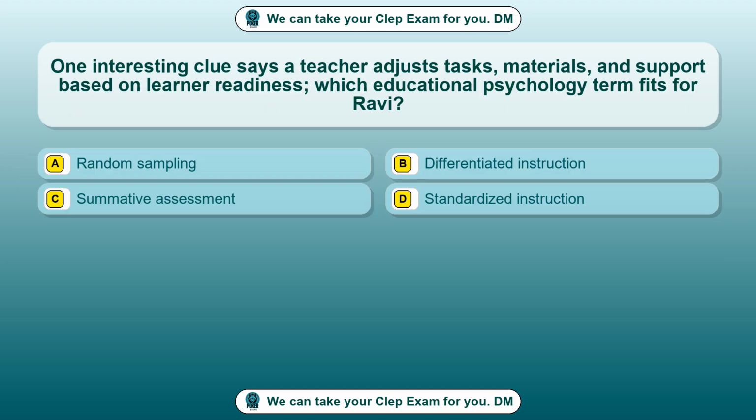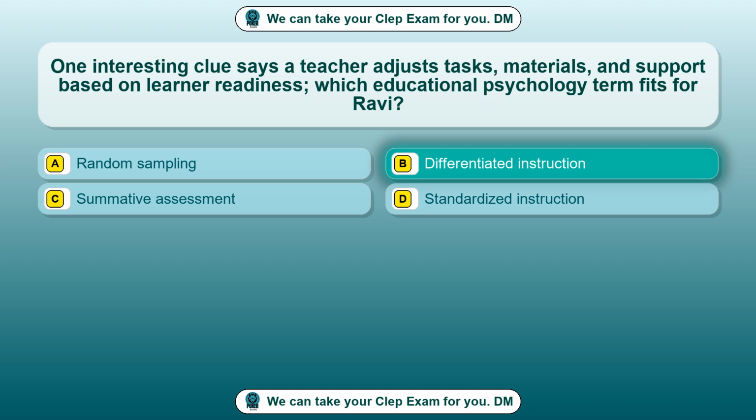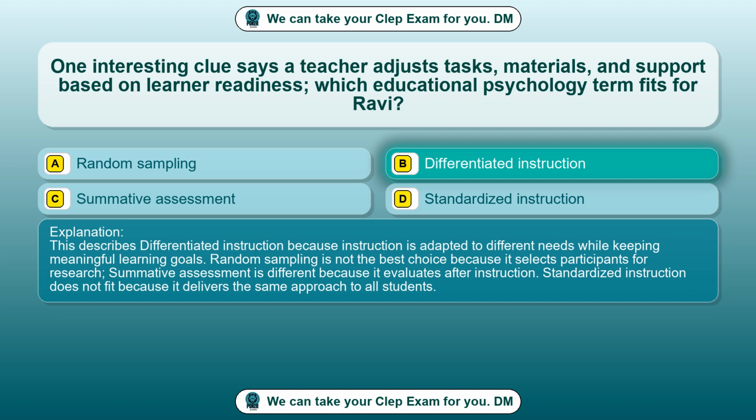Question 50. One interesting clue says a teacher adjusts tasks, materials, and support based on learner readiness. Which educational psychology term fits for Ravi? Option A, random sampling. Option B, differentiated instruction. Option C, summative assessment. Option D, standardized instruction. The correct answer is option B, differentiated instruction. This describes differentiated instruction because instruction is adapted to different needs while keeping meaningful learning goals.